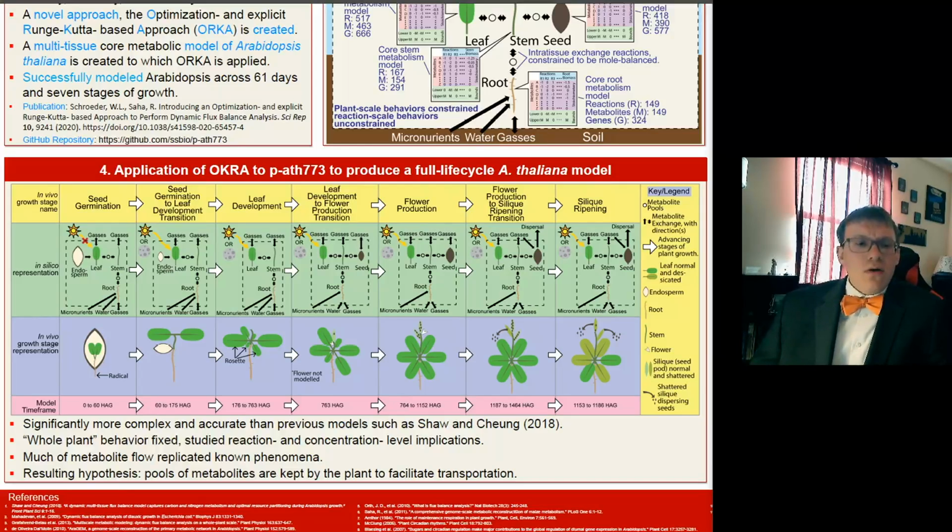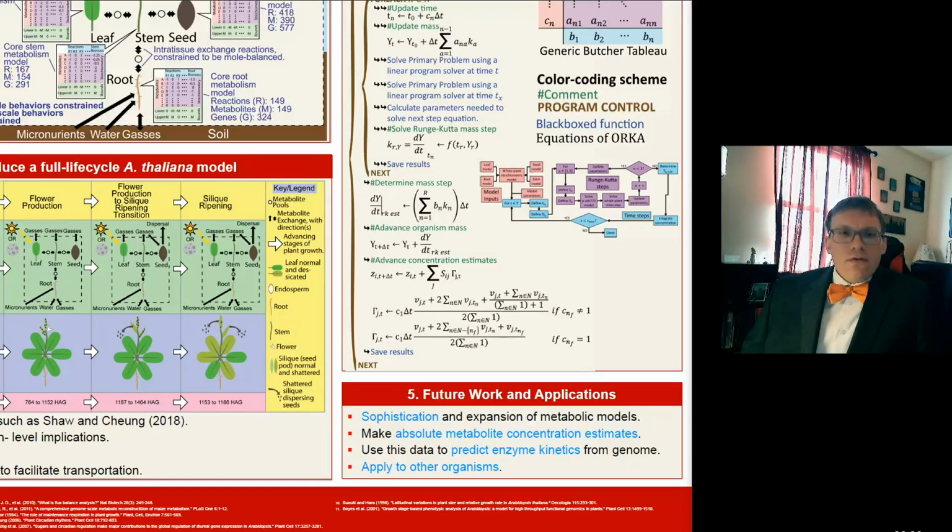When we did build our model, we fixed whole plant behavior and instead studied reaction level and concentration level implications of that whole plant behavior. So what we were able to do is study the flow of metabolites and the flow of reactions. This resulted in us coming up with the hypothesis that pools of metabolite are kept by the plants to facilitate transportation. In summary, we've created the ORKA approach to dFBA and applied it to a multi-tissue model of Arabidopsis thaliana.